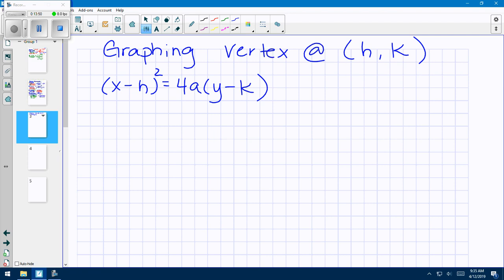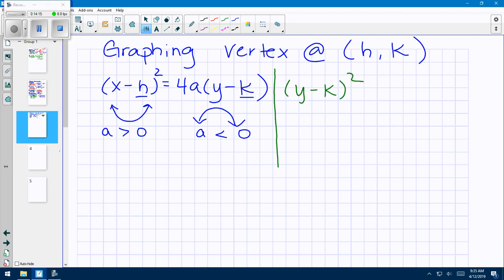Okay, so the x quantity is the one that's squared, and we account for this new vertex at (h, k). This is going to be a parabola that opens up or down, and of course that depends on if a is positive or if a is negative. And you actually saw this form last year in Algebra 2. So this shouldn't be too new for you, but it's been a while since we've done it. All right, on the other hand, we would have (y - k) squared equals 4a times (x - h). Notice, by the way, how k is staying with the y values.